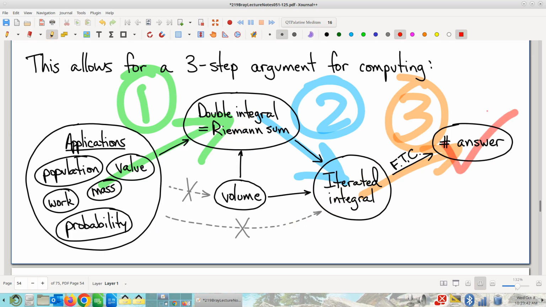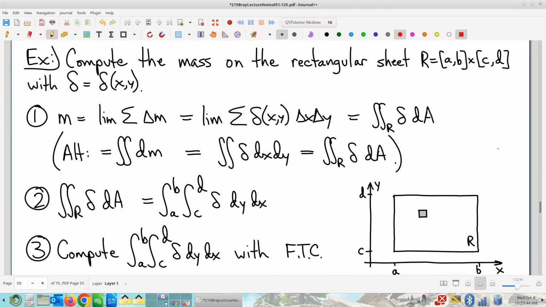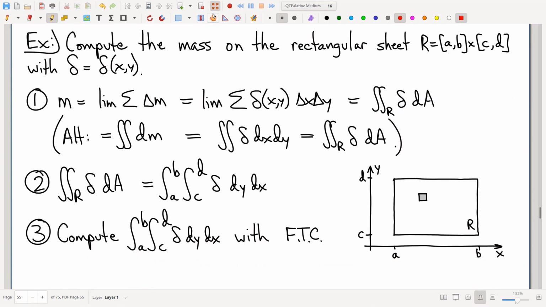Okay, let's do one. Here is an application question, engineering related, let's say. We've got a rectangular sheet and mass is distributed across that rectangular sheet. How would I compute the total amount of mass? Now we've talked about this problem previously, at least I've talked about how you can't solve this problem, right? You can't just immediately say, hey, iterated integral. The pieces just don't fit together quite right.